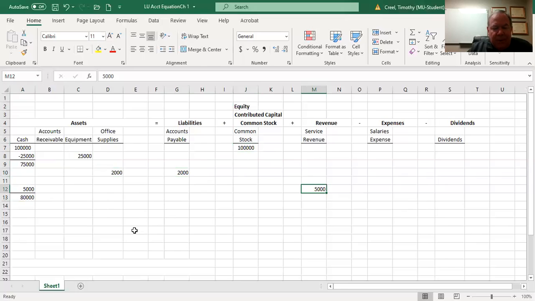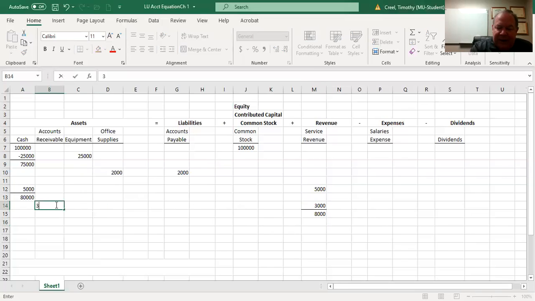And so we come down here and let's get paid again. So let's earn another revenue. So let's say that we complete a job for $3,000. So now we've earned, let's say, 8,000 in revenues. And let's say this time though, it's on account, or on accounts receivable.